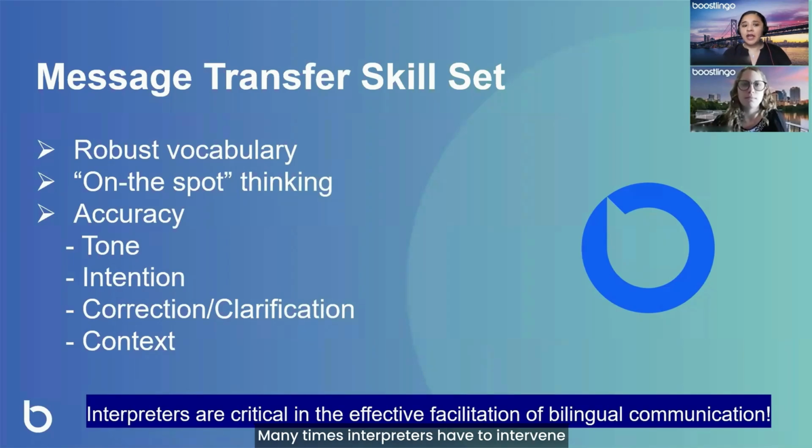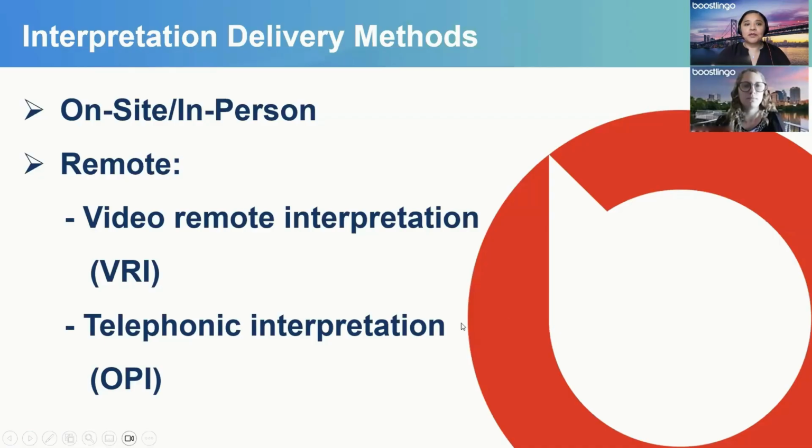Many times interpreters have to intervene for correction or clarification, and that is absolutely necessary as well, a skill that many interpreters have to work on because it is vital to making sure that everything is effective and one person is hearing the exact same thing as the next.